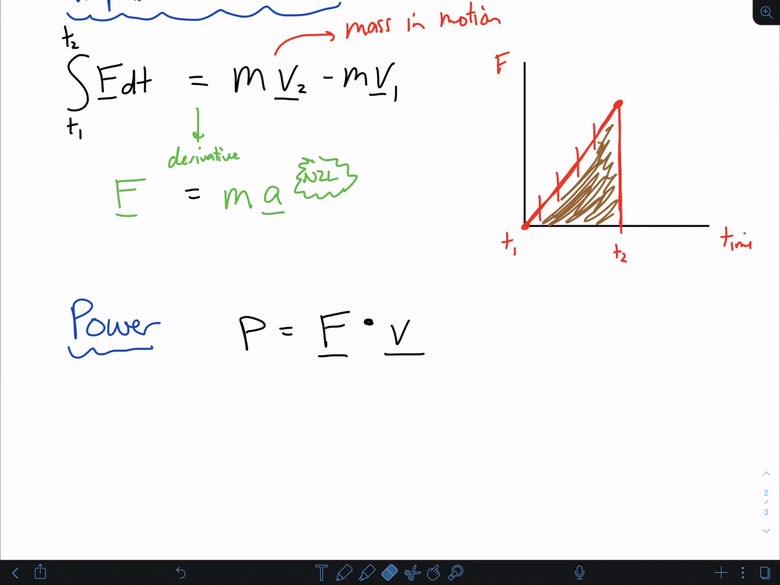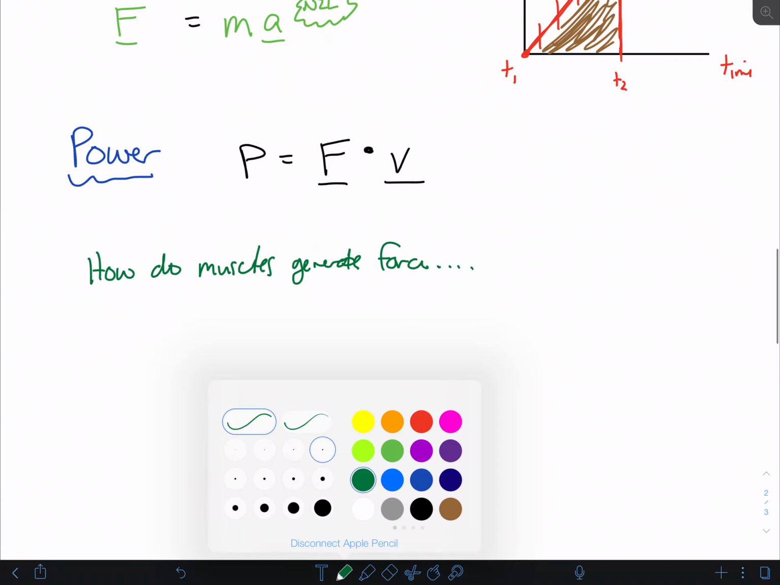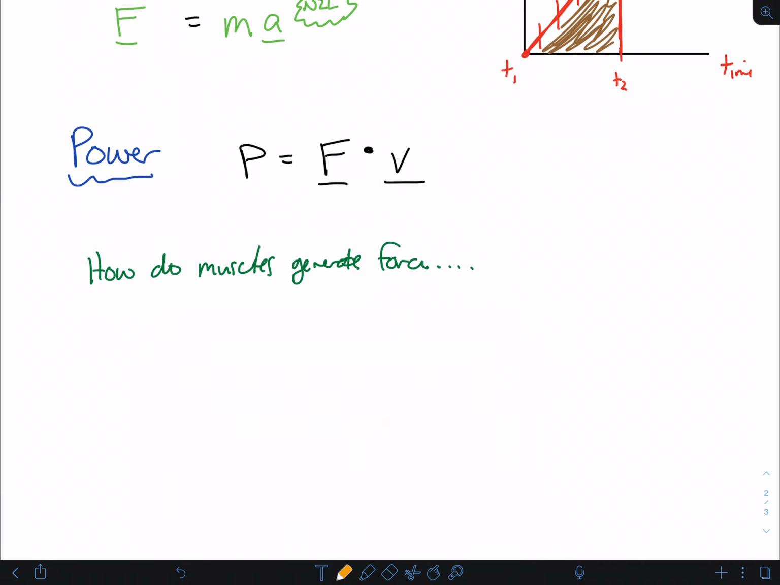So how does your body or your muscles generate power? Well, for one, we've got to first talk about how your muscles generate force. So how do muscles generate force? All right, well, Major Feltner told me to talk to you about this, so you should know, but we'll review it anyway, right? How do muscles generate force?